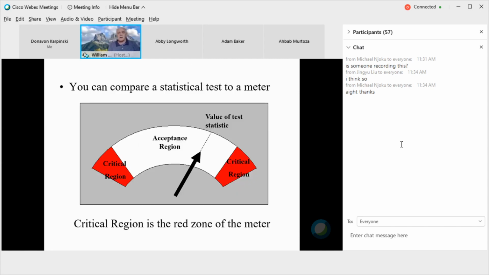You can compare statistical tests to a meter. The white part of the meter is the acceptance region. Where the pointer points at, that's the value of the test statistic. If it's pointing in the acceptance region, you accept H naught. Critical region is the red zone. And you could have critical region located on both sides of the acceptance region. So that would be similar to a two-tailed test.